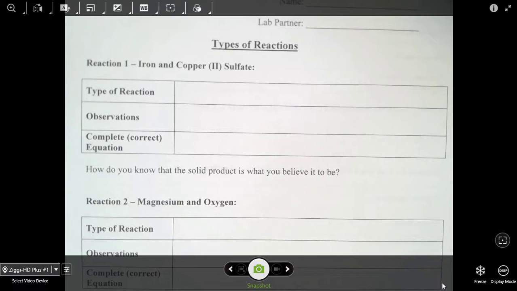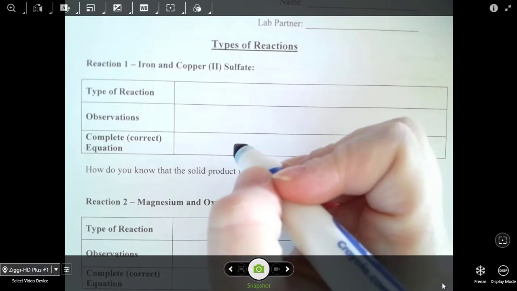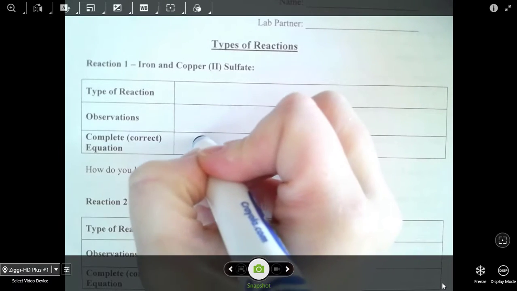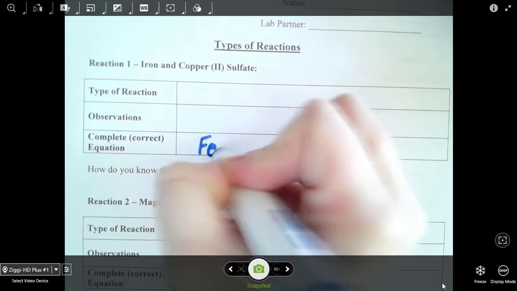Okay, so the first reaction that you did was iron and copper 2 sulfate. And it might help to start by writing out what those reactants are. So the first reactant would be written as what? Fe, just plain iron. So I'm going to go down to the complete correct equation box and just put Fe.